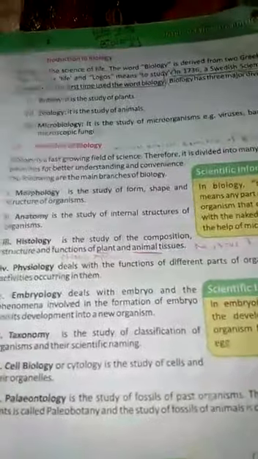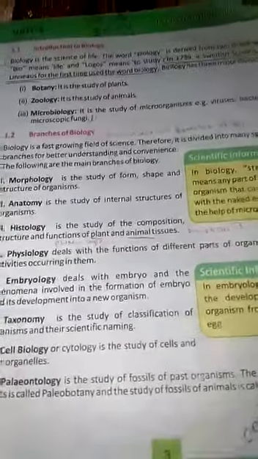Cell biology, or another word is cytology, is the study of cells and their organelles. For example, we have a cell and we have to study it, and all the parts inside that cell are supposed to be studied in this cell biology. Next one is paleontology. Paleontology is the study of fossils of past organisms. For example, study of dinosaurs. It is an extinct species, so it is a fossil one. So if we want to study dinosaur and its life processes, it will come under the heading of paleontology.